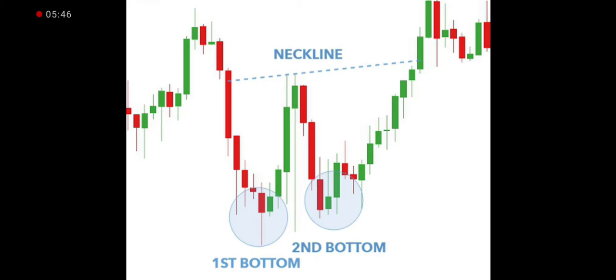but it couldn't break it. The market started going back up, creating a double bottom. That is why it is being called a double bottom or a W pattern. If you use your eye well, you understand that what you're seeing here is more like a W.